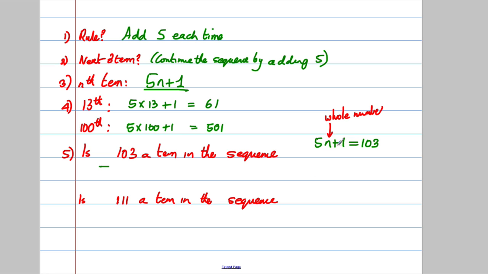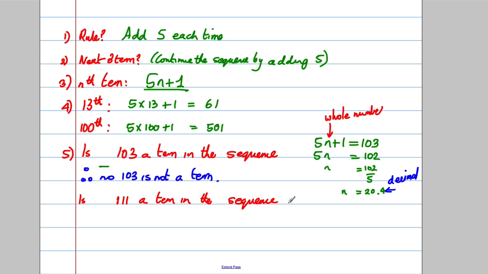So how could you see if this is true? Well, you could subtract 1 off both sides, so that 5n must be equal to 102, and divide by 5, so n is 102 divided by 5, and it turns out that n is therefore equal to 20.4. Now n has to be a whole number, it's a decimal here, so therefore 103 is not a term in the sequence because it had to be whole. Therefore the answer is no, 103 is not a term.